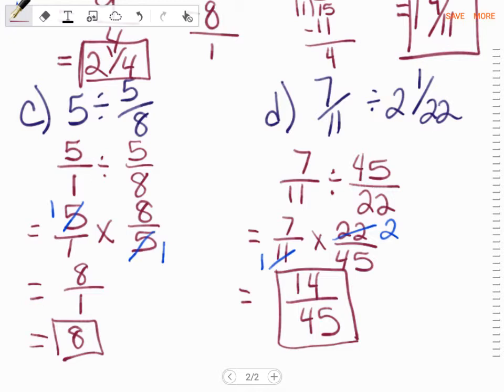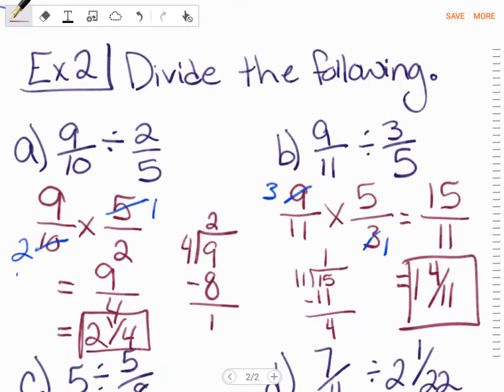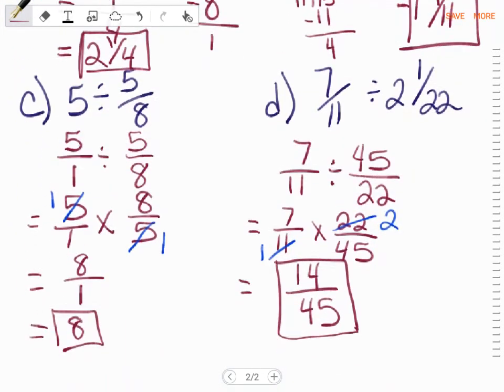I mean, in this problem, you would have had huge numbers if you'd multiplied 7 times 22 and 11 times 45. I would not have wanted to do that. And then you would have had to simplify. But with the cross-canceling method, things were a lot simpler, made things a lot quicker, and didn't have to do quite as much mess. So just be aware of that.